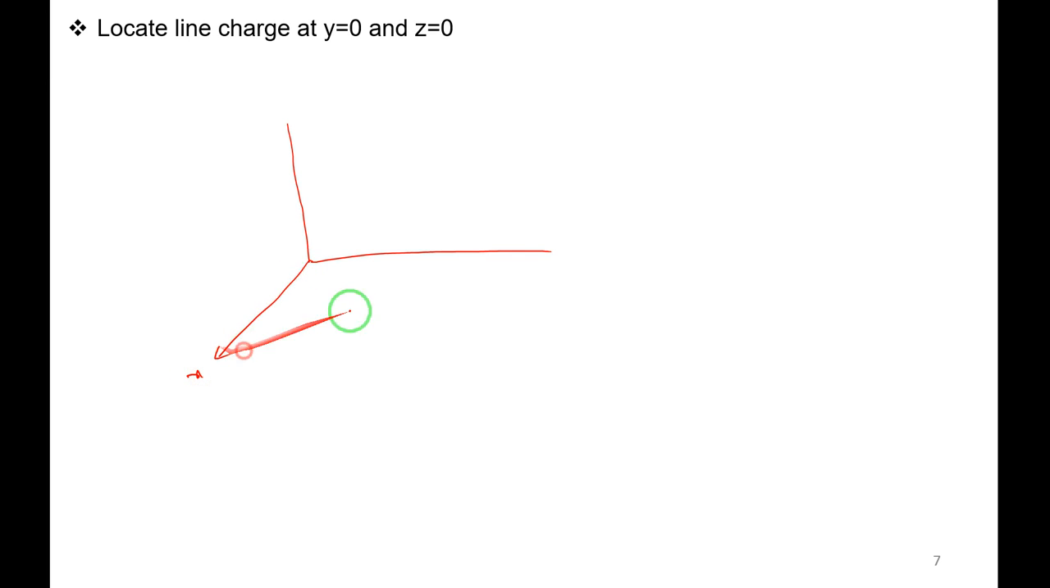So x, y, z. So y is 0, z is 0. Y is 0, z is 0 means I can locate it here. It is coming out of the board and going into the board, but this looks as a point and not as a line charge, right?